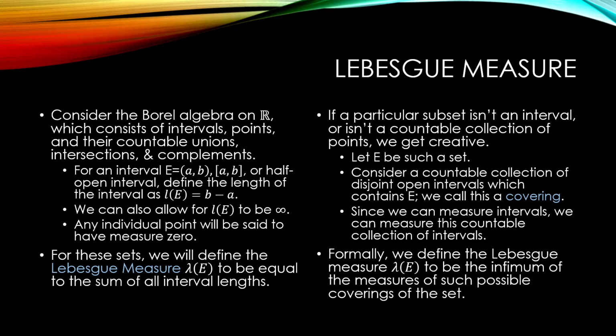If a particular subset isn't an interval or isn't a countable collection of points, we have to get creative. And that's where this idea of infimum comes in. Let E be such a set, a set which isn't an interval and isn't a countable collection of points. Then we consider a countable collection of disjoint open intervals which contains E, and we call this a covering. Since we can measure intervals, we can measure this countable collection of intervals. Formally, we define the Lebesgue measure to be the infimum of the measurements of all possible coverings of the set.